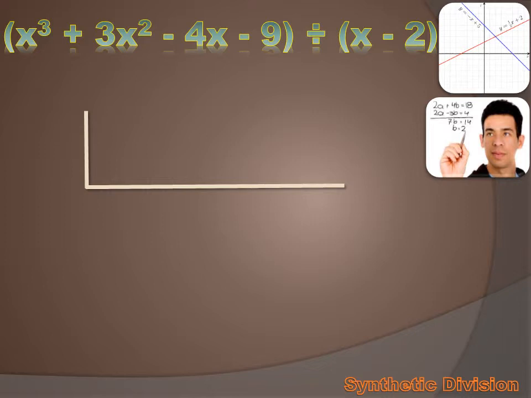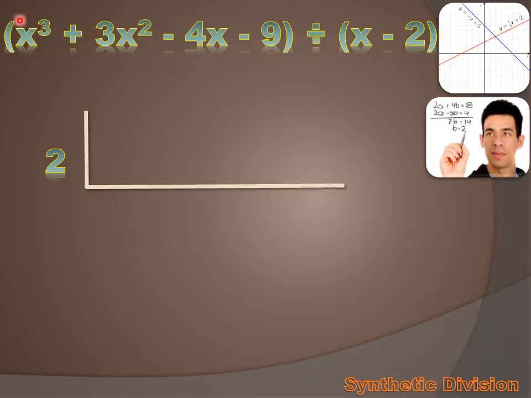My divisor is x minus 2. I'm going to use positive 2. I'm going to change the sign of that minus 2 to positive 2, and that'll go outside my synthetic division symbol. Now I'm going to look at the coefficients of each of the terms in my dividend.